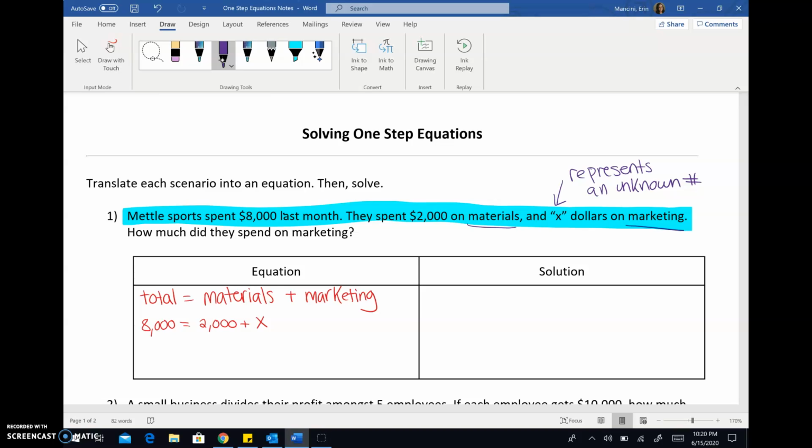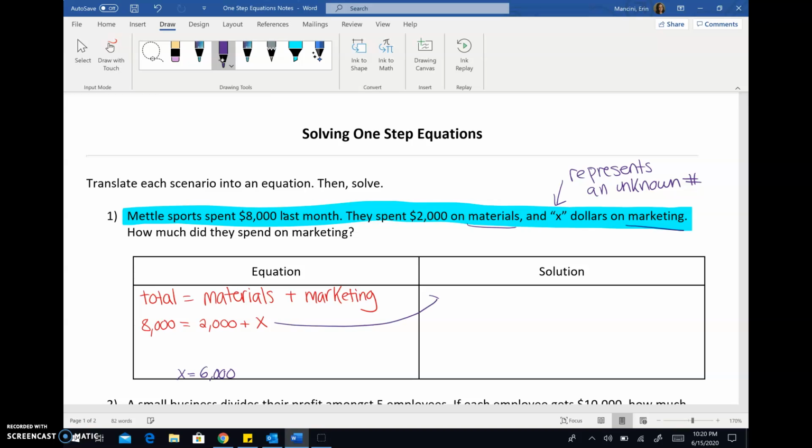So the nice thing about one-step equations is you should be able to think these through. What would you have to add to 2,000 to get 8,000? And I hope in your head you're saying X would have to be $6,000, because 6,000 plus another 2,000 would give you 8,000 total. Okay, again, this X just represents that unknown value. But as the equations get more complicated, this isn't always as easy. And that's where I want to talk about the steps to solving a one-step equation.